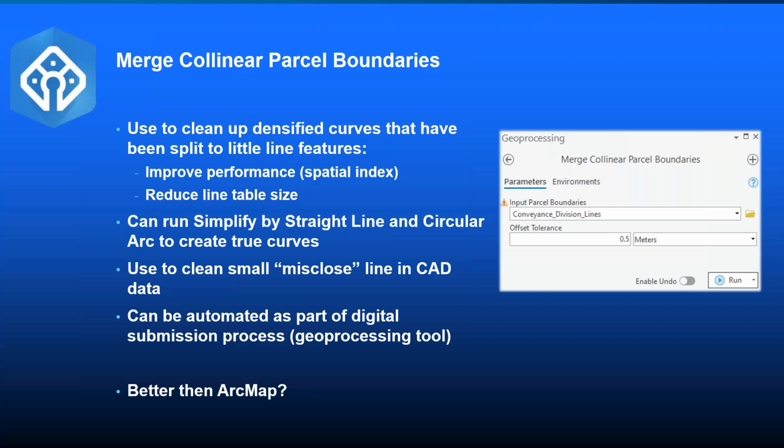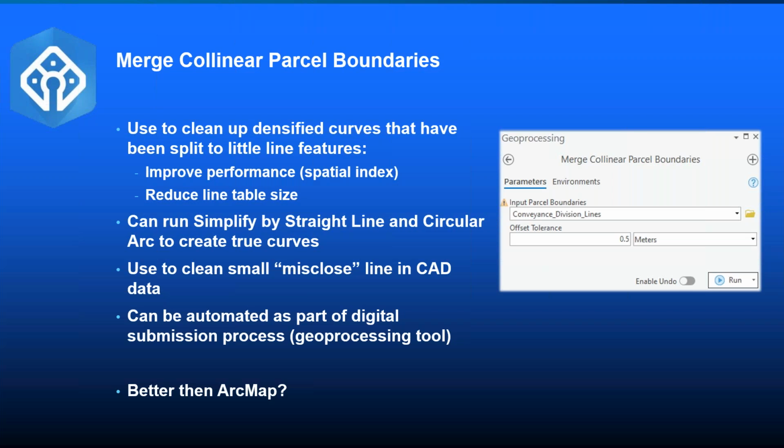And the tool will also delete all the points that are between those lines. It's a great tool to run if you have, let's say, identified curves and that you see a lot of points. You can run this tool and create basically one line feature out of that. It will still have a lot of vertices where points used to be, but then you can run the second tool, the simplify by straight line and circular arc, and actually create true curves from that.